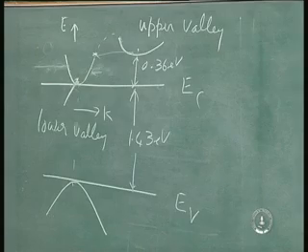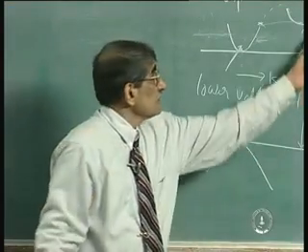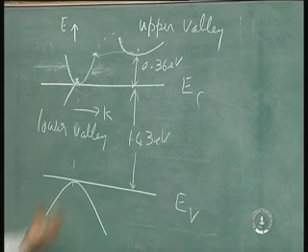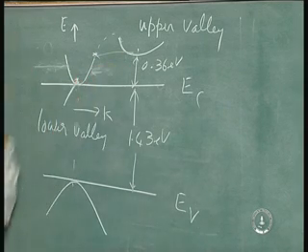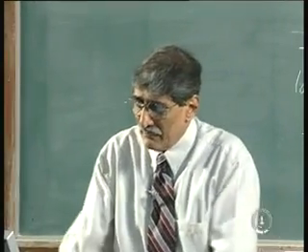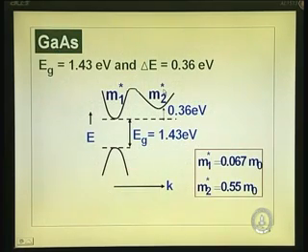Central valley is there. If you go to 3 dimensional, there will be 4 valleys like that, 4 valleys like that all round. So, electrons can transfer to that or transfer to that. It is 3 dimensional in the Brillouin zone if you take. So, M1 star is the effective mass of electrons in the lower valley, M2 star is the effective mass of electrons in the upper valley. That is upper valley, M2 star; M1 star, lower valley, central valley.